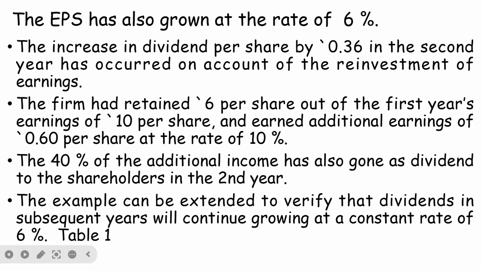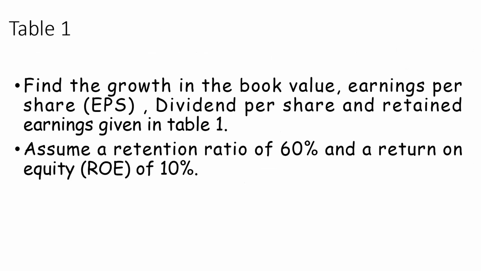So this continues. This is the explanation of the same table. We are going to verify this example as it goes into further years. You don't purchase a share and sell it immediately. There are shares which are kept for years and years. We just put the money in equity and leave it like that. So if it is for many years thereafter, how do we calculate that, and what will be the effect on earning per share? Let us take an example: find the growth in the book value, earning per share, dividend per share, and retained earnings in table 1, assuming a retention ratio of 60% and return on equity of 10%.